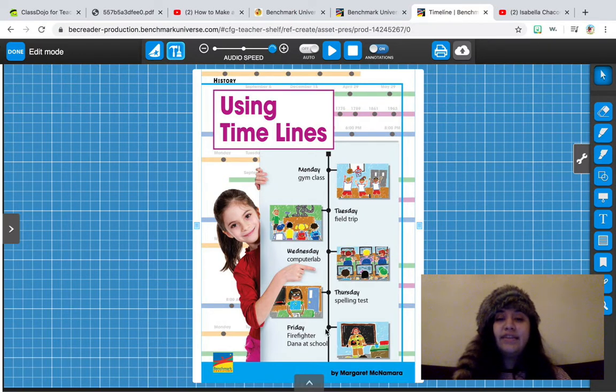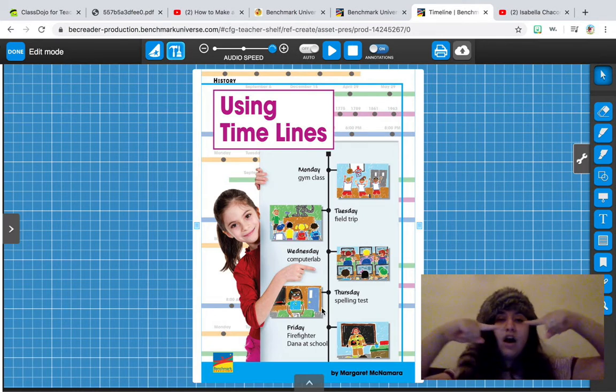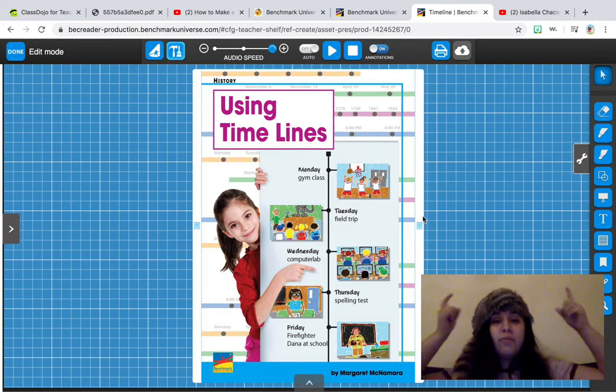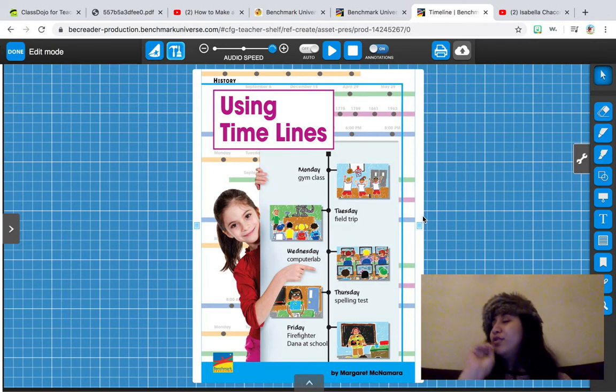Now this is a timeline. Now you may say, Miss Chacon, this just looks like a plan for the week. That is still a timeline, if it's on a line and it's telling us what's happening each day. So it has a picture, it has the day, it has what's happening, and it's all on a line. And it can tell us about the past, the present, and about the future.